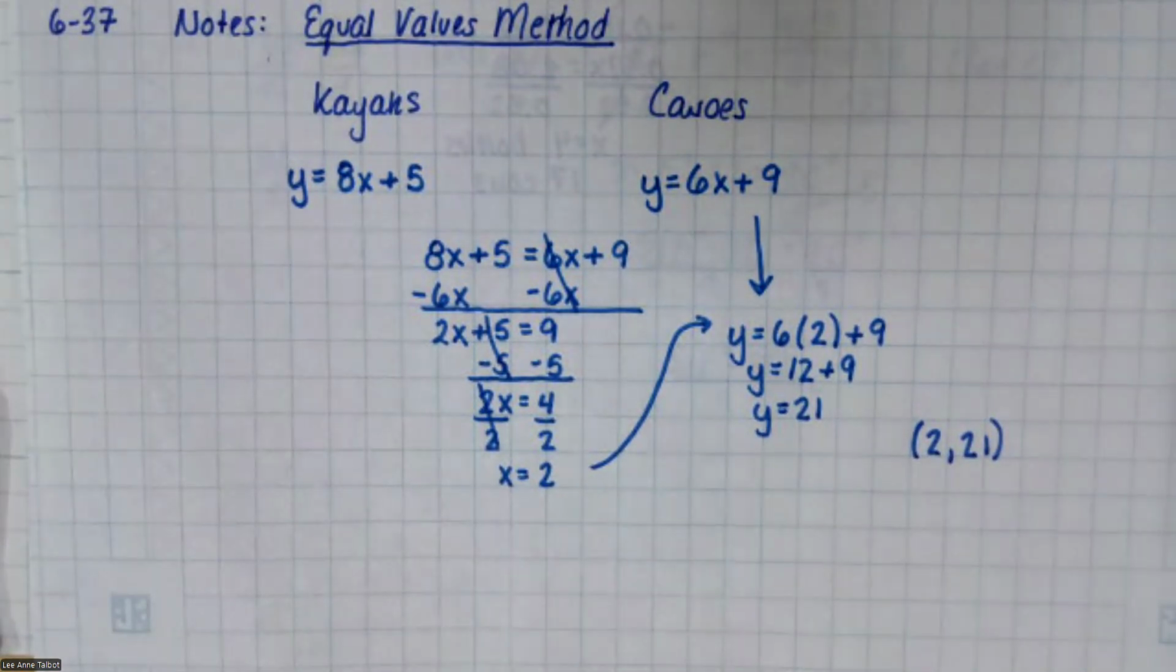Okay, so I know that these two lines, if I graph them, they would cross at (2, 21). I'm not going to graph them. But the last thing I want to do is say, what on earth did I just find there? I mean, other than the fact that there's two lines and I found where they cross at (2, 21), what did I find in terms of kayaks and canoes?